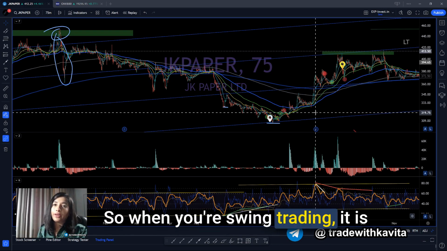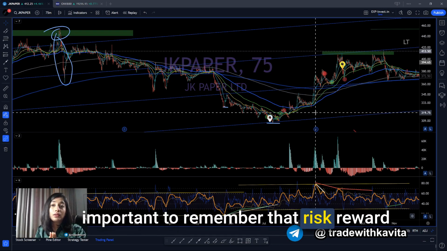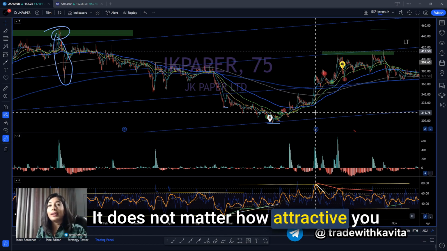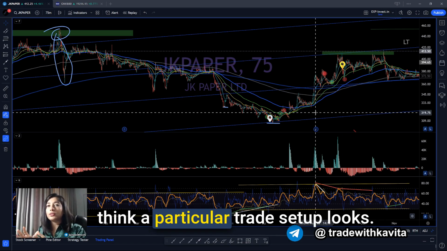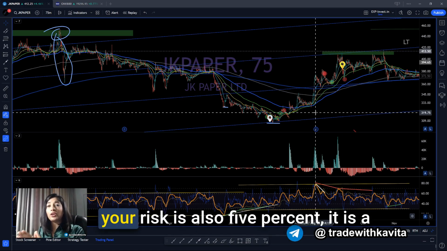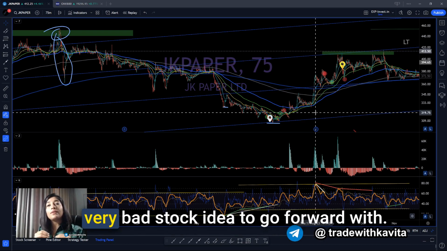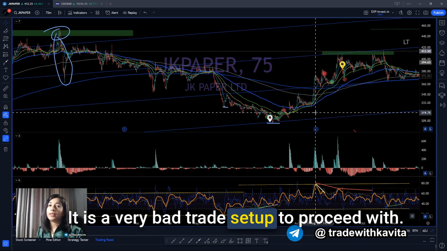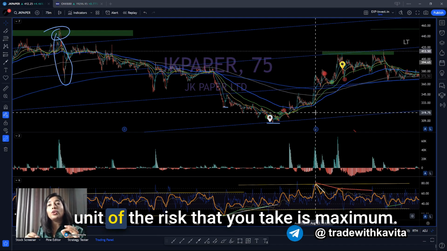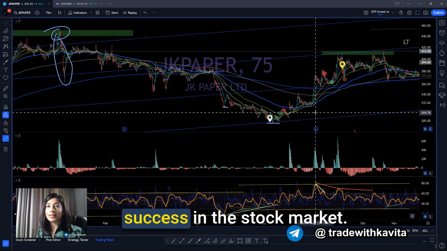So when you're swing trading, it is important to remember that risk reward ratio is the most important number for you. It does not matter how attractive you think a particular trade setup looks. If your reward is only 5% and your risk is also 5%, it is a very bad trade setup to proceed with. You want to make sure that your reward per unit of the risk that you take is maximum. That is how you will find consistent success in the stock market.